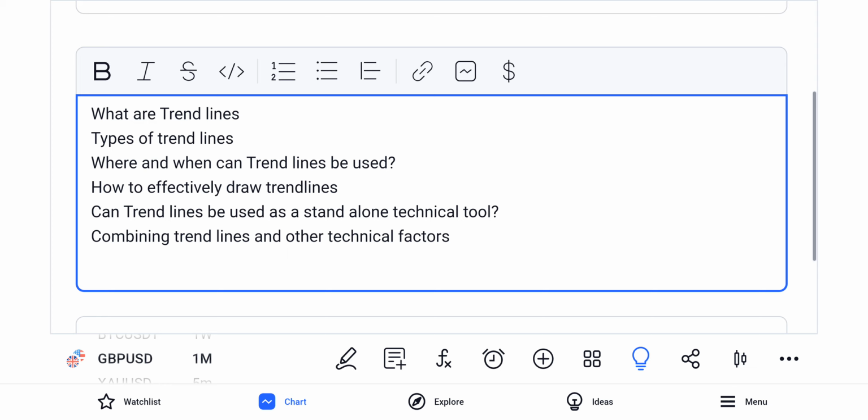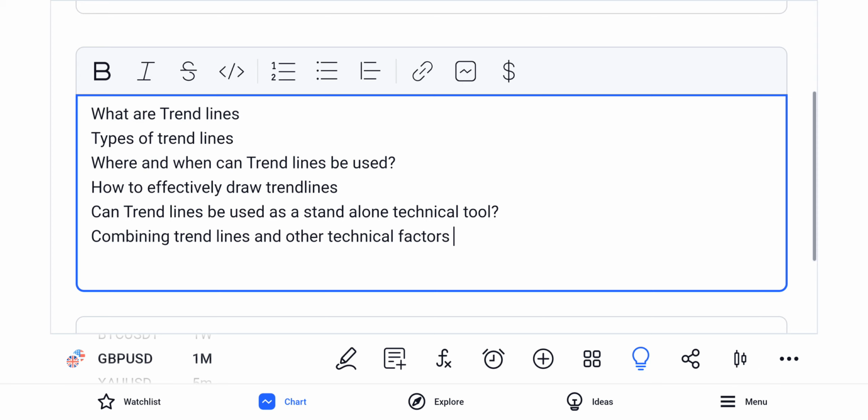Okay, now we are going to be talking about where and when trend lines can be used. So you have to remember that the market has three phases. We either have the market moving in a downtrend, in an uptrend, or we have the market moving in a consolidation. And in a consolidation, we cannot effectively use trend lines. Trend lines are best used when the market is trending. Note that down.